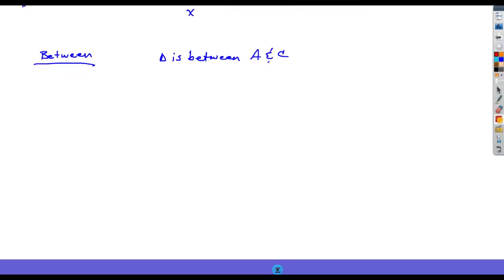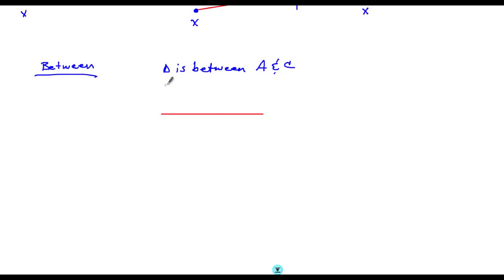What that means is that there is a segment, and on that segment there is an A, there is a C, and D is between them. Now notice, I didn't put D in the middle. It doesn't say D is in the middle or halfway between them. It says D is between them. So I've done that. D's between them. Fantastic.